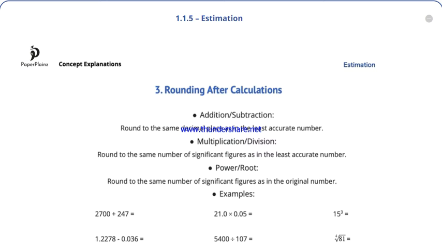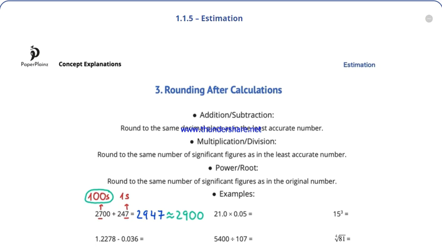2700 plus 247 is equal to 2947. The least significant figure in the 2700 is here, and in 247 it's here. This 7 is in the hundreds place, and this 7 is in the ones place. Because of this, 2700 is the least accurate number in this calculation, so we will round our result to the hundreds. This gives us 2900.